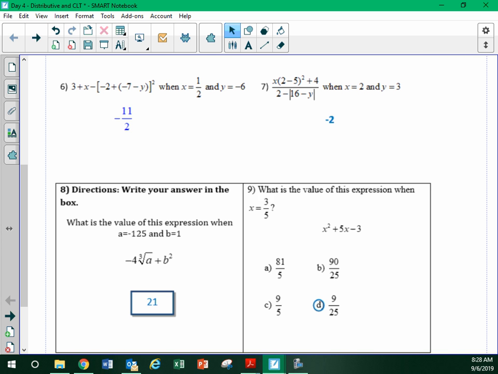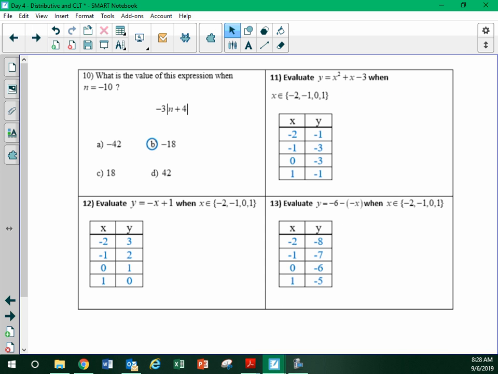So let me take attendance real quick. Let me go ahead and go to the back side of our homework, so you can check that while I take attendance.